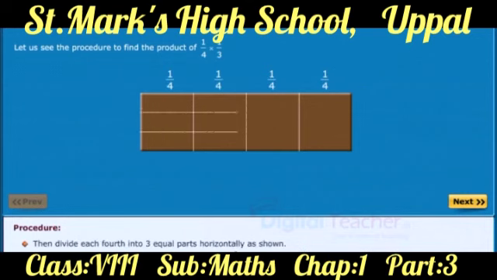Then divide each fourth into 3 equal parts horizontally as shown. Here one part of the horizontal division represents 1 by 3. There will be 12 equal sized pieces and one piece represents 1 by 12, that is 1 by 3 of 1 by 4.